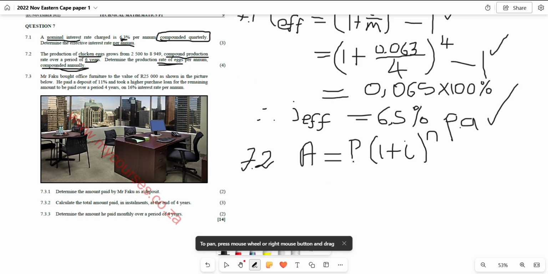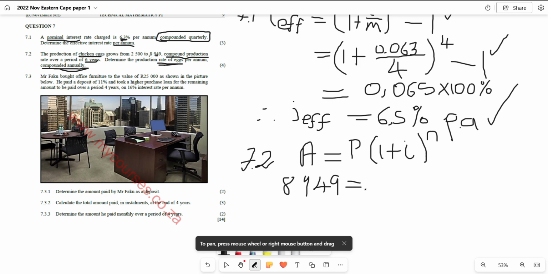Then it means A indicates the production of chicken eggs from T0, at the beginning of the production. And we understand that we had 2,500 eggs at the beginning. And that 2,500 eggs grew over a period of 6 years to be 8,949. Therefore, this one represents the A there, the total number of eggs that we have over a certain period. Then A is going to be, in this case, 8,949.